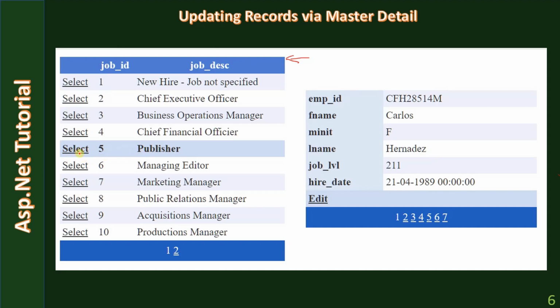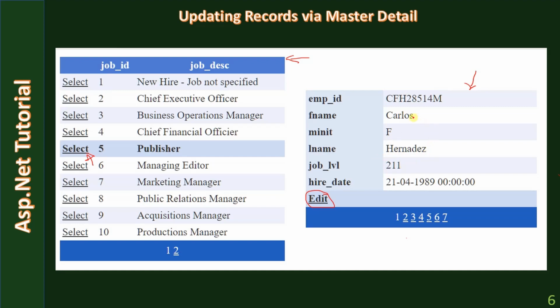That means once the user clicks the select here, the detail view will get displayed. And the detail view shows 7 records here. That means there are 7 employees who belong to this publisher job title. So as usual, the user can navigate through all these records, and if they need, they can click this edit button and make modification to the employee.